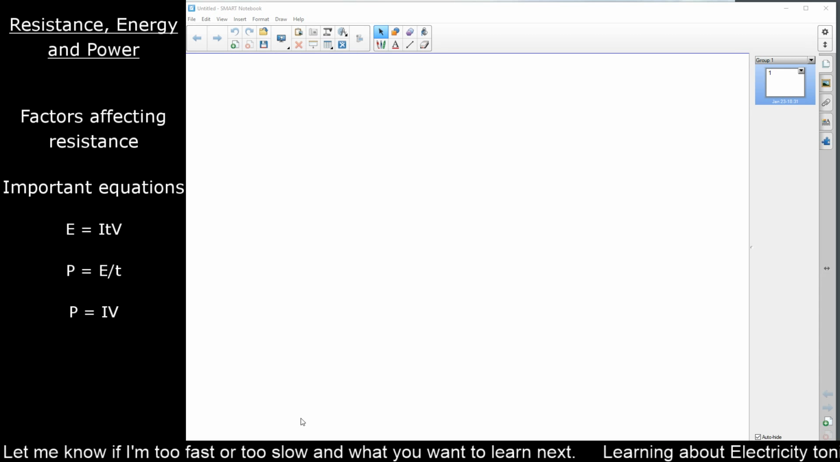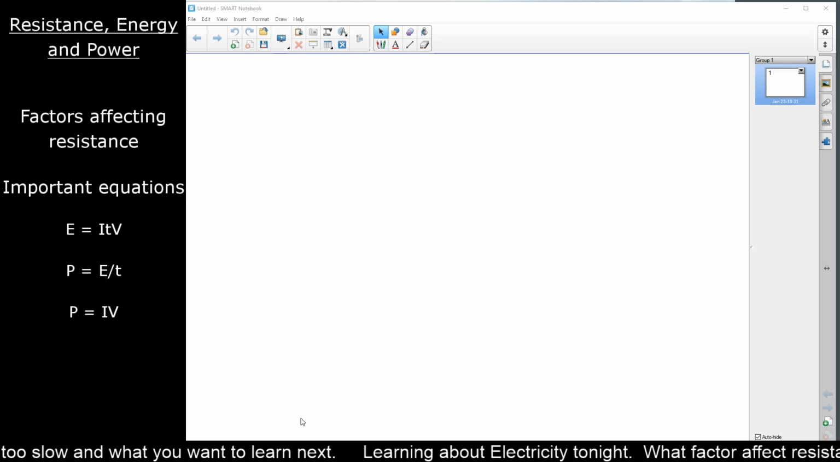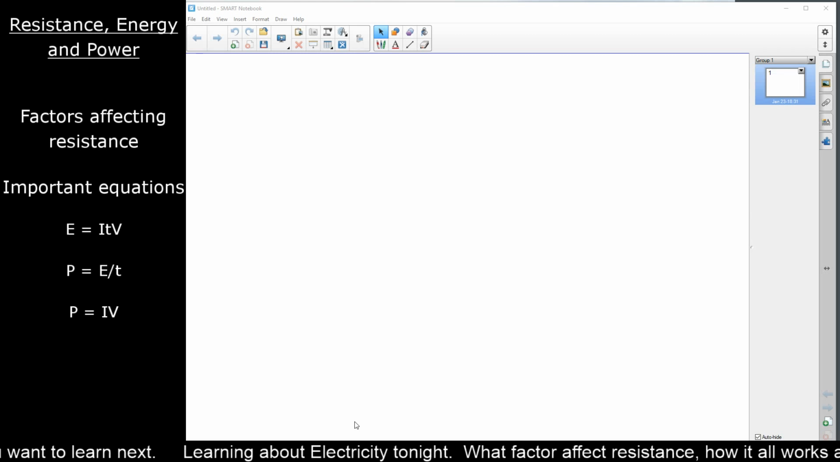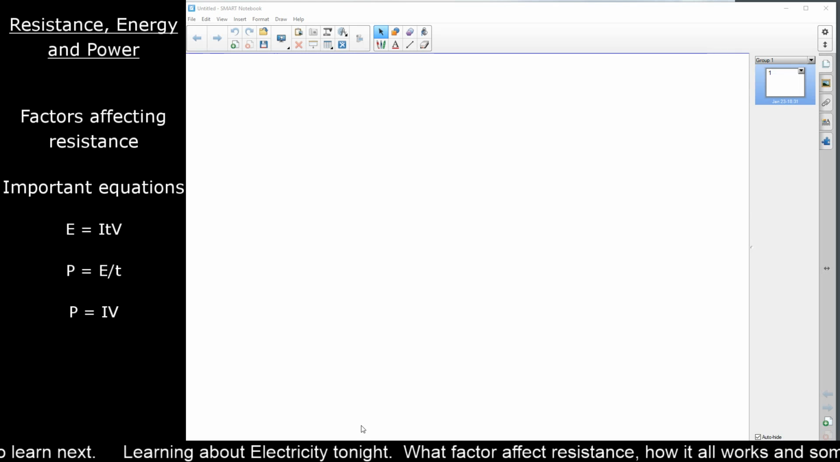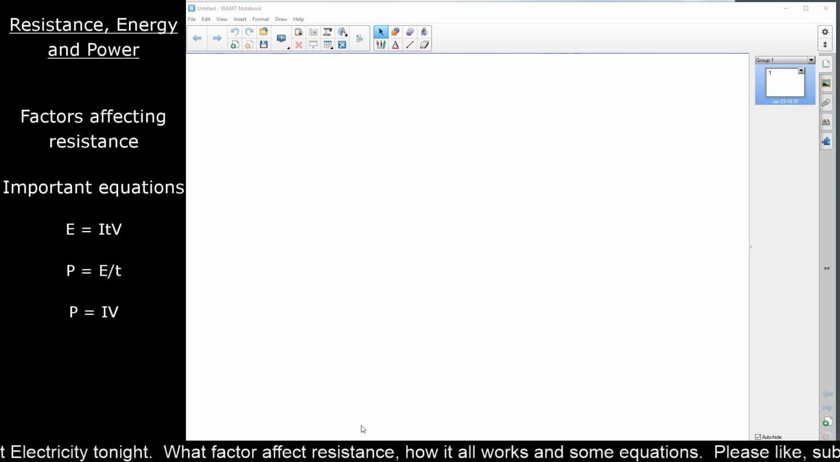Let's get to business. Tonight, we're going to look at factors affecting the resistance of a piece of wire. Three main factors. We need to be able to understand them and explain them in terms of the metallic bonding diagram. Then we're going to take a look at the three important equations that deal with energy in a circuit. They come from the basics of Ohm's law, but we're going to work our way through them. That's quite a bit to get through, so let's get to work.